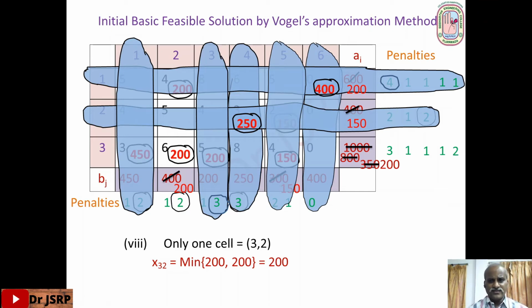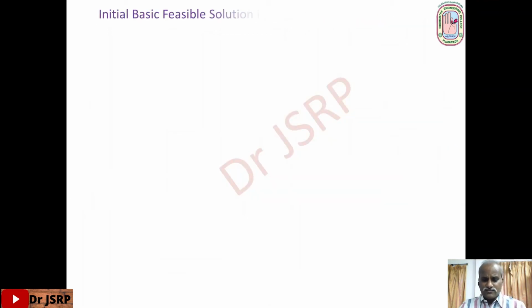For that cell, the corresponding available amount should be equal to the corresponding required amount. So then only the process is correct or the calculation is correct. Otherwise, the calculation is wrong. We have to check it. So this is the initial basic feasible solution by Vogel's approximation method.